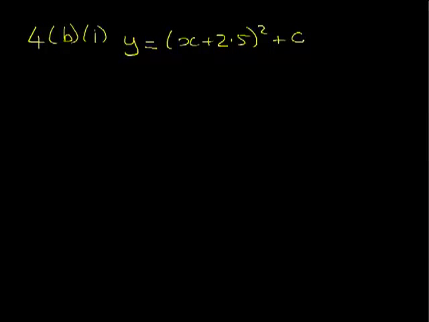Question 4, Part B, Part 1. Find the coordinates of the vertex of the curve. Well, we've already found the completed square form, and we can read the coordinates of the vertex straight from this form. So the coordinates of the vertex, change the sign of the number that's in the bracket with the x, and that's the x coordinate of the vertex. The y coordinate is the number on the end.